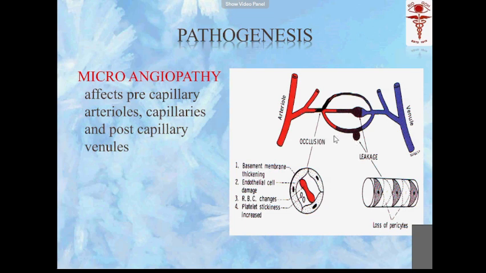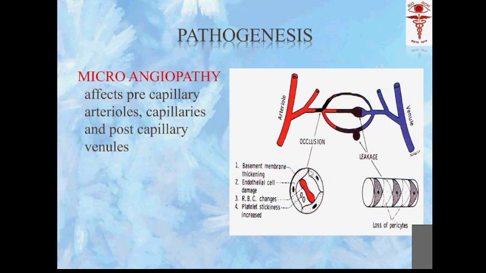So what happens? There will be structural changes, functional changes and rheological changes. Structural means there will be changes in the structure of the retinal capillary endothelial cells. Rheological means the blood consistency, viscosity and adhesions all increase. In diabetic retinopathy there will be thickening of the basement membrane, and the endothelial cell will be damaged. Because of this there will be rheological changes, like the RBC changing in shape and the platelets increasing in stickiness. All this will form a microangiopathy.